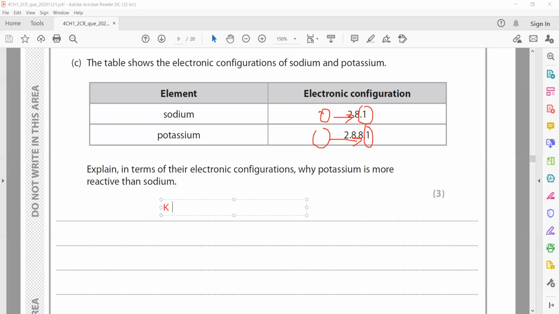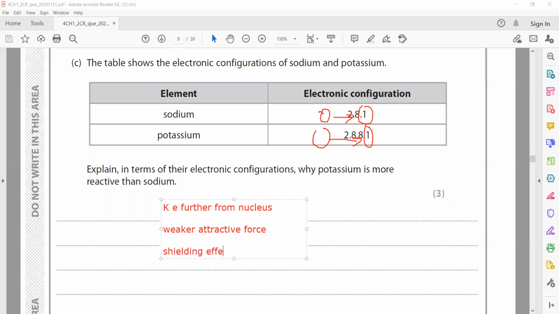Having the electron further from the nucleus means less attractive forces, or weaker attractive forces. And we use the term shielding effect: when more electrons surround the nucleus, we call that a shielding effect. So the shielding effect of potassium is higher, so it can easily lose the electron to react.